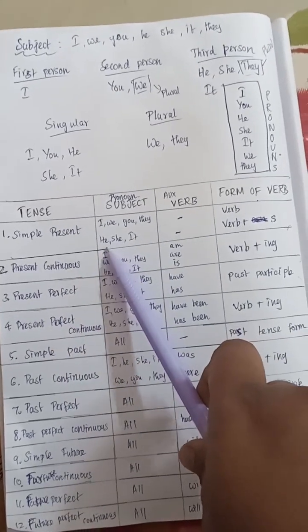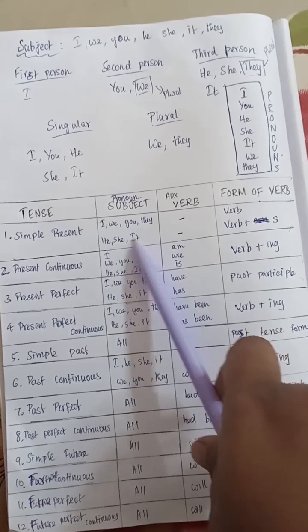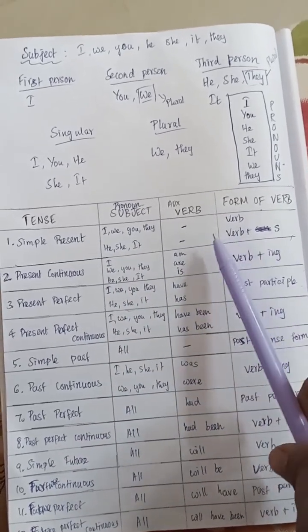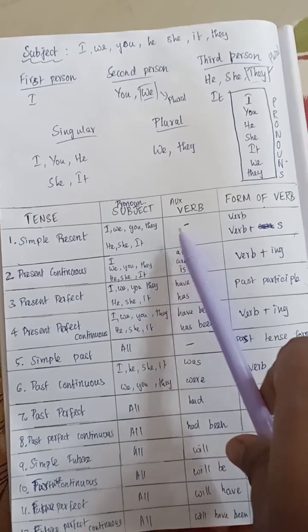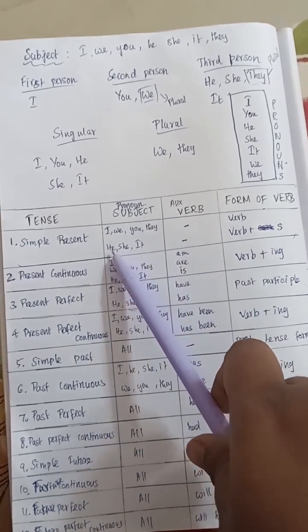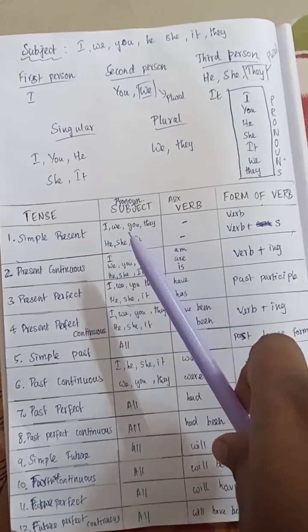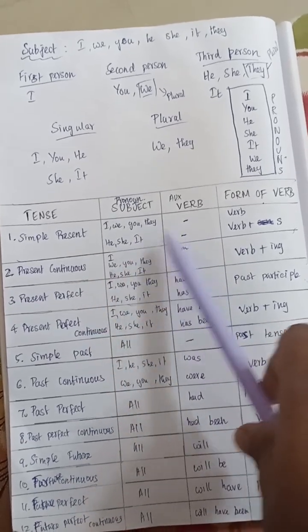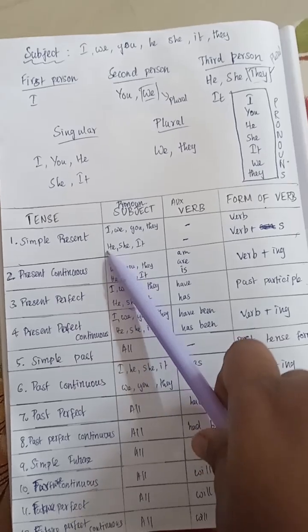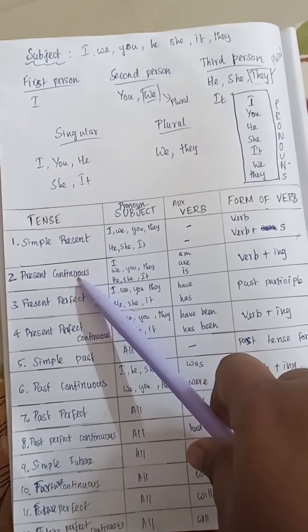So for these three, it is a special one. These three can only go with an s. As I said, we should add an s. So we can say he writes, or she writes, or it writes. We can say it in this way. Okay, so let's move to the next tense.